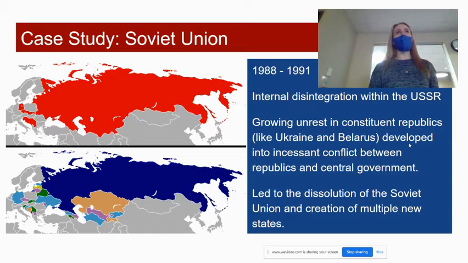Okay, and so one of the examples that you do need to know is the Soviet Union. So I would write this into your notes, and we're going to go over it very briefly. You don't need to know the entire history, but we're going to go over some historical examples of devolution.